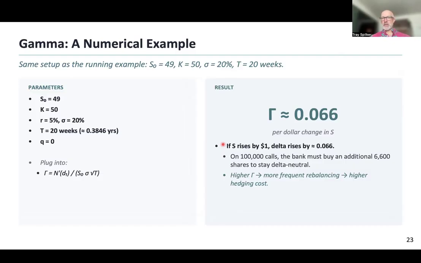Another way to interpret that, in our running example, is that on 100,000 underlying shares, for the call options that we wrote, the bank must buy an additional 6,600 shares to stay delta neutral. So gamma gives us, again, that change in the delta. And the implication here, of course, is that as the gamma increases, we're going to have more frequent rebalancing, and it'll lead to higher hedging costs for us.